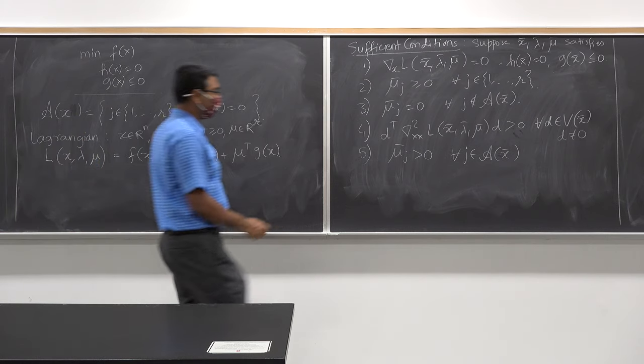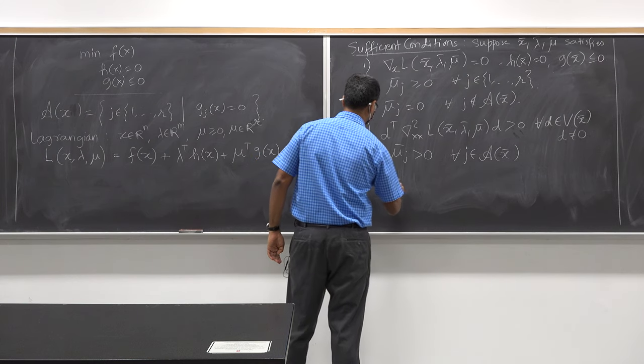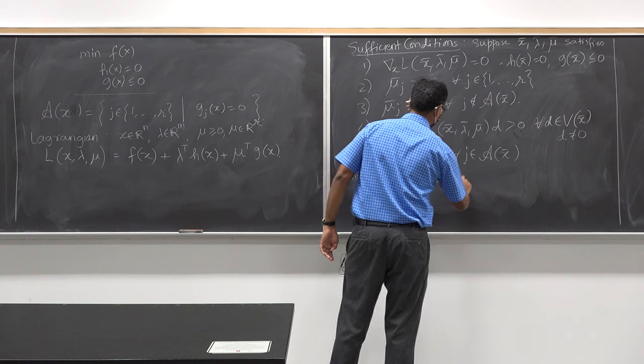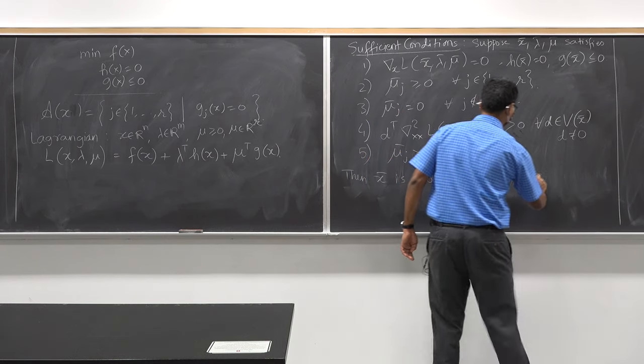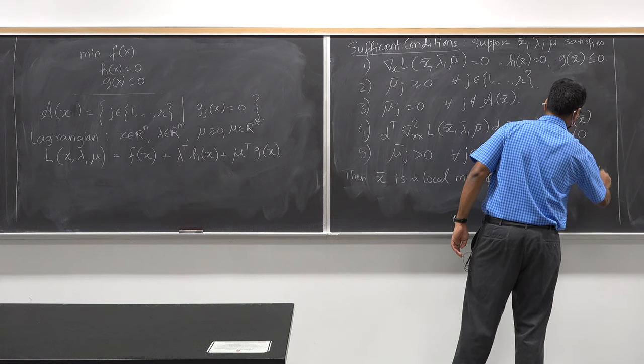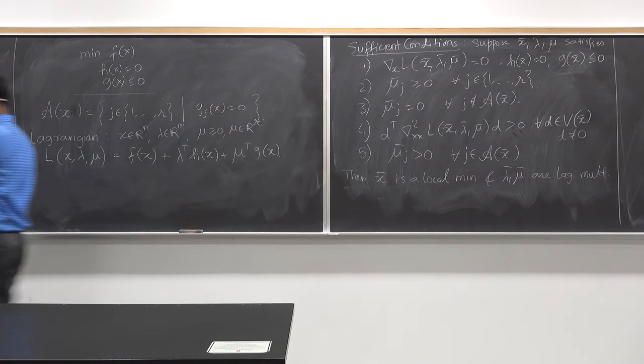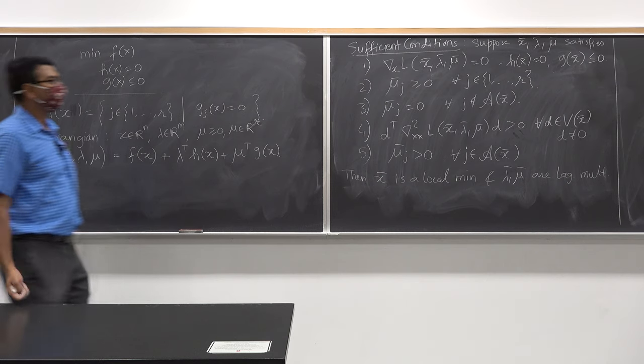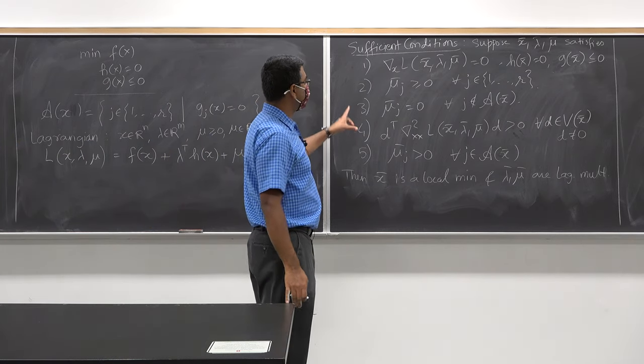So if all these five conditions are satisfied, then x bar is a local minimum and lambda bar, mu bar are Lagrange multipliers. So this is the sufficient condition for optimality.